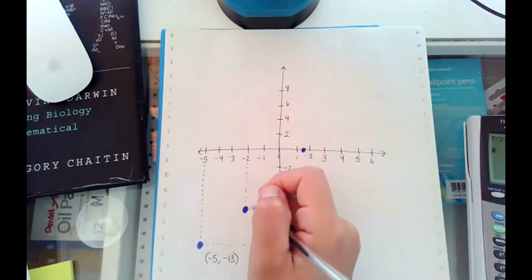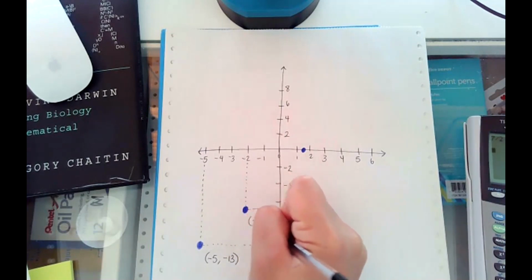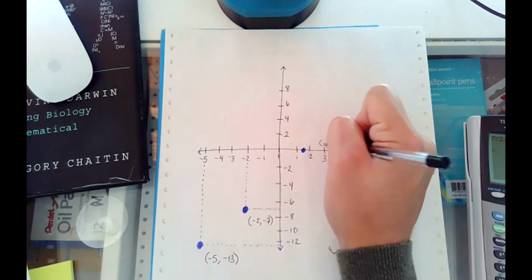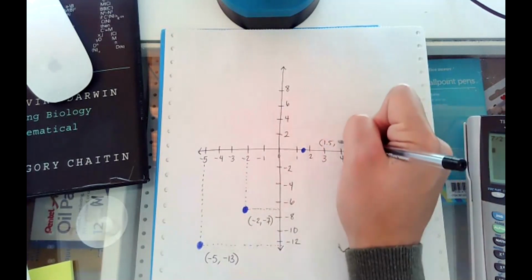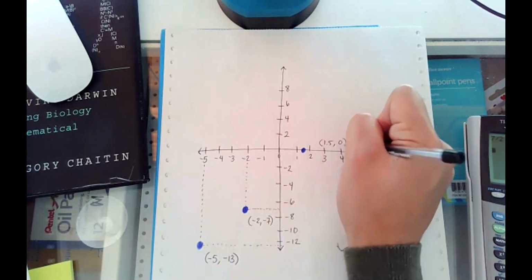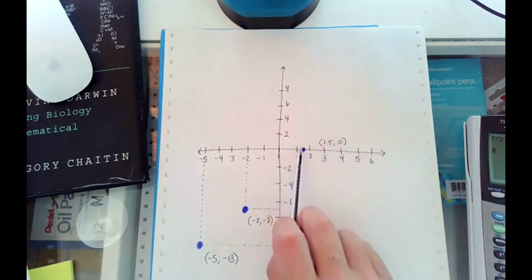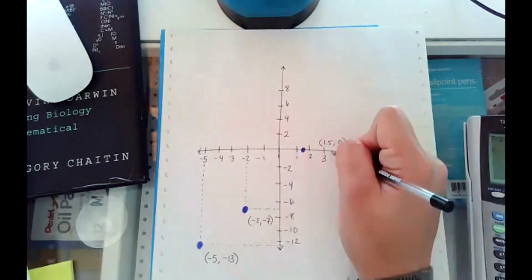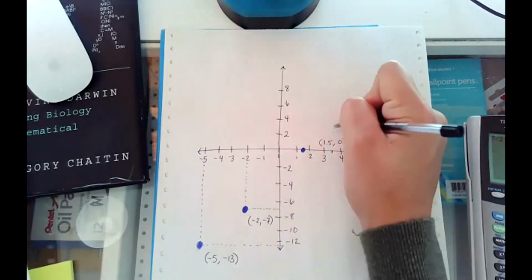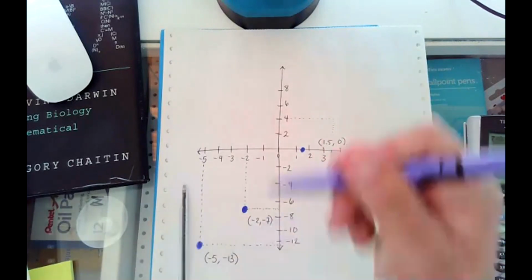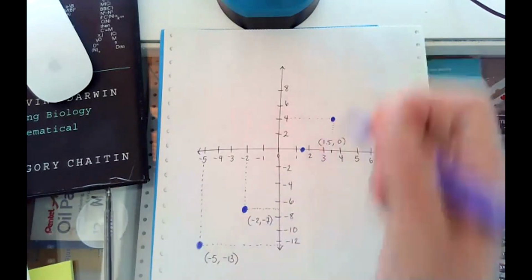Let me label these two. So this was -2, -7. This one was 1.5, comma 0. And then our last one was 3.5 and 4. So 3.5 would be about here, and then we went up to 4, which would be about here. Okay.